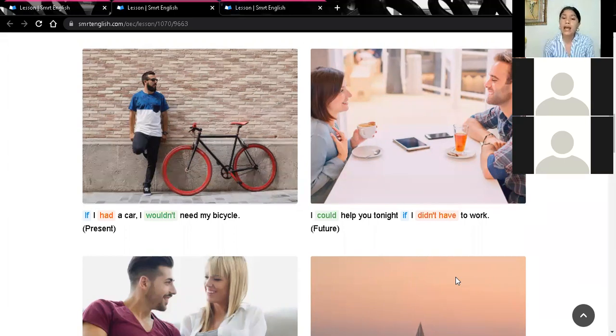Next one. I could help you tonight. Remember that the conditional could start with the result clause or it could start with the if clause. So it doesn't matter the order you place them in the sentence. I could help you tonight if I didn't have to work. What does this mean? That I have to work. That's why I'm not going to help you.